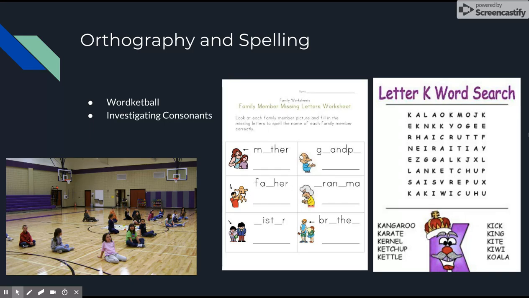Something that's really important is that I know a lot of families and community members are really concerned about their students' spelling, but we definitely want to make sure that you focus on spelling, but they're also not only memorizing that, they understand the word itself.